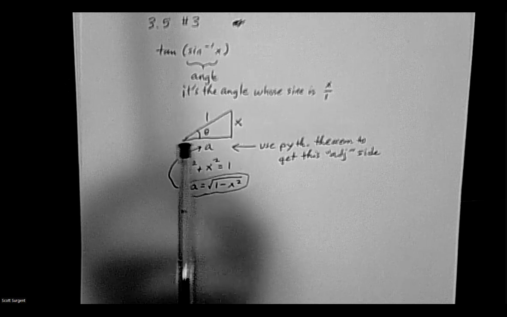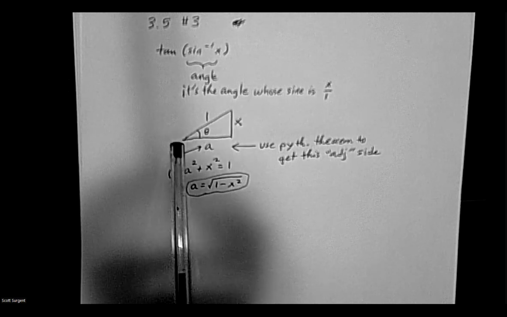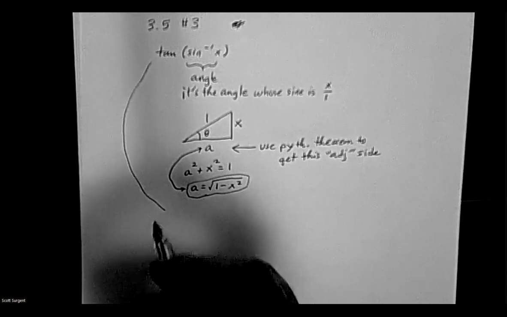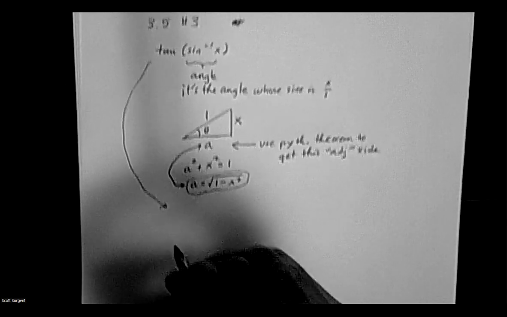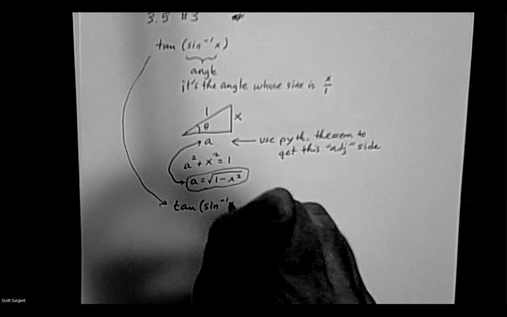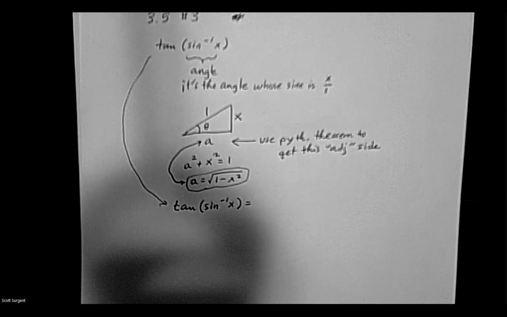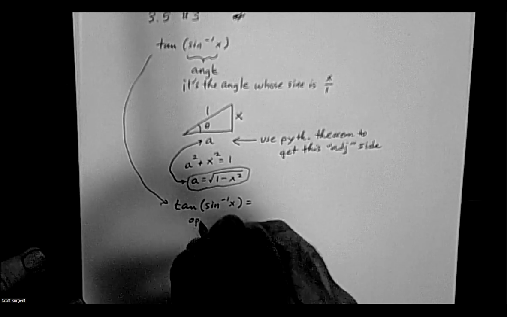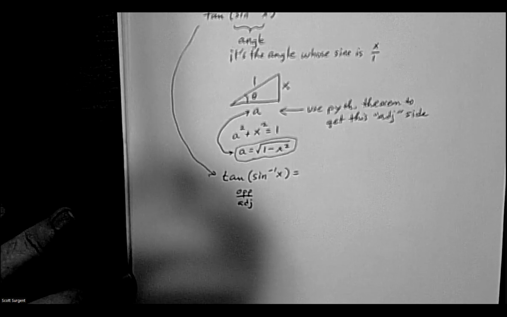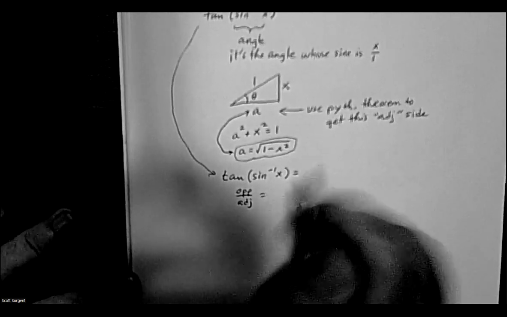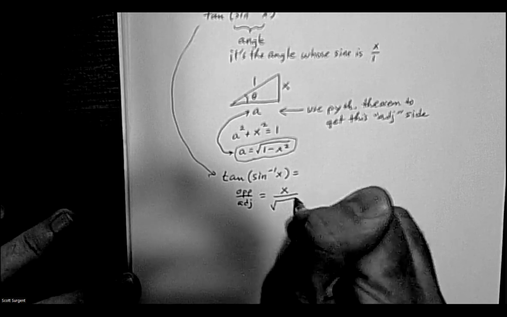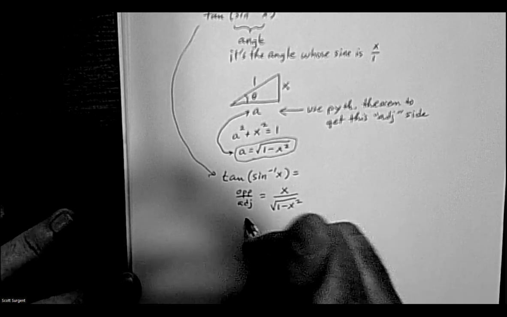Now, here's the thing. The beauty of this is that you've got all the information you need to answer the question. So now we come down and we say the tangent of whatever this angle is, the tangent of the inverse sine of x, well, tangent is opposite over adjacent, right? And so the opposite, looking at the triangle, is x, and the adjacent is the square root of 1 minus x squared. And that is your answer.